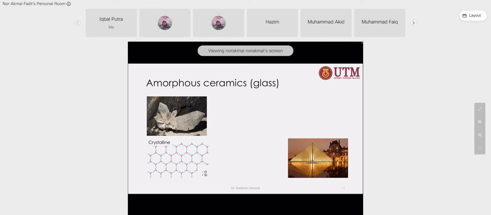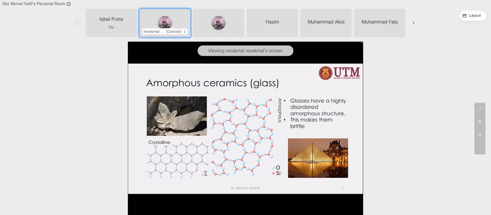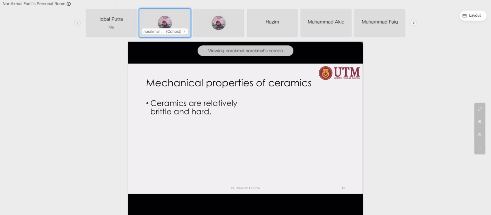Okay, for the amorphous structure, for example glass is also part of ceramic. Glass is highly disordered. When we talk about disordered, it is non-crystalline. So opposite to crystalline, we have amorphous structure. Because of this amorphous structure, the glass has brittle properties. So ceramics are relatively brittle and hard compared to metal.